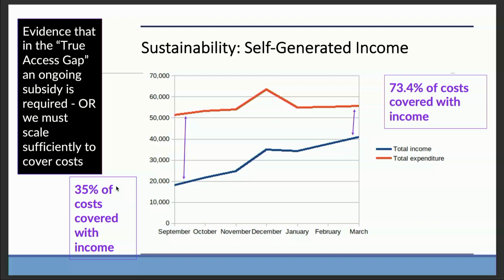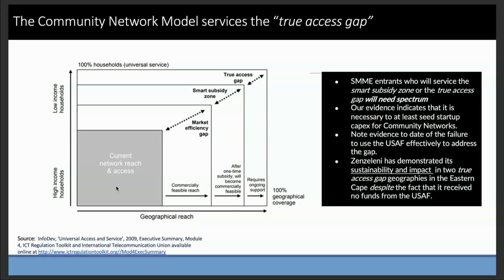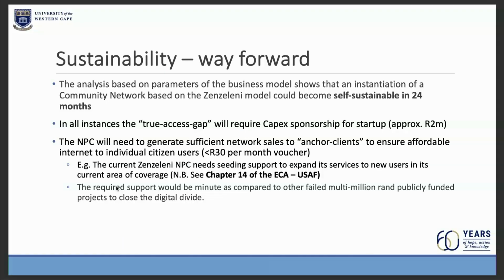So we argue that we have evidence that in the true access gap, there must be an ongoing subsidy. But we also have evidence that if you can seed the initial startup, then our model demonstrates that you can actually run a sustainable business on a not-for-profit basis. And we believe that the model demonstrates we can do this if there is a will, because we don't believe that even with the most recent spectrum auctions, with the obligations and the like, the types of communities we're talking about in rural South Africa will actually be serviced. So I'm going to just skip ahead.